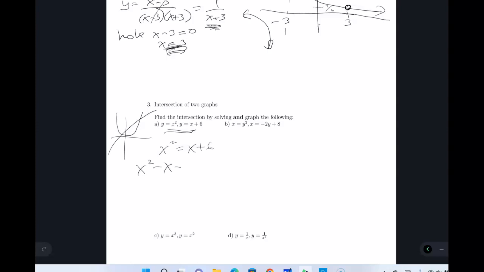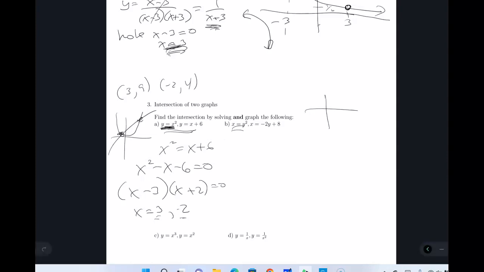Because it's a quadratic, we get it equal to 0. Then we factor. And so I get x is 3 and negative 2. And so if I was to find the intersecting points, I would put 3 back into either one of those equations. So if I put x equals 3 into here, I would get the point (3, 9). And if I put x equals negative 2 in here, I get (-2, 4). And that's what those two points would be.